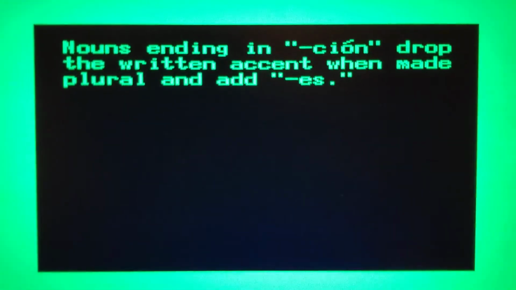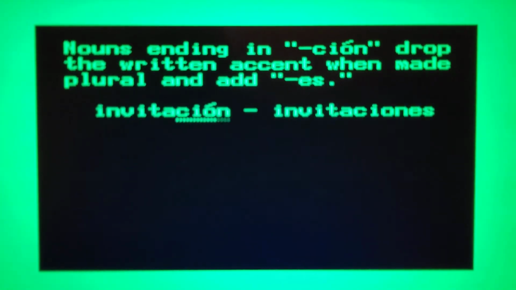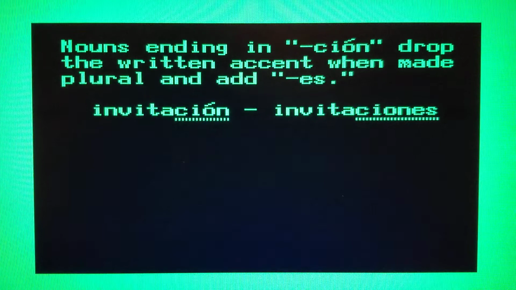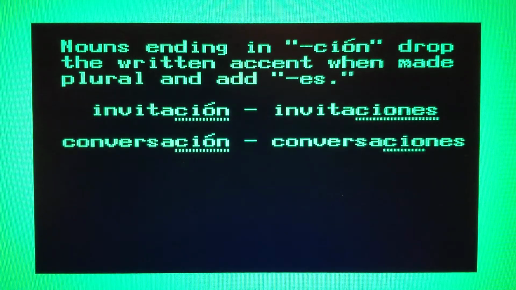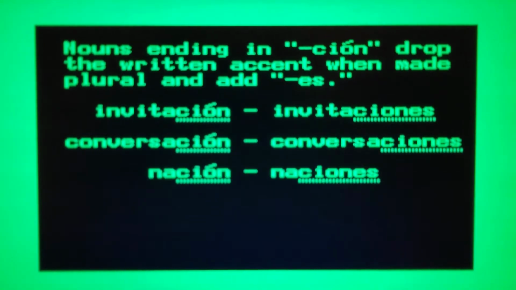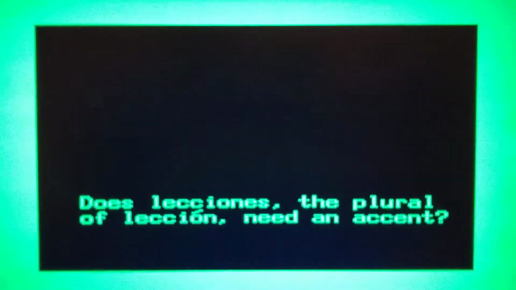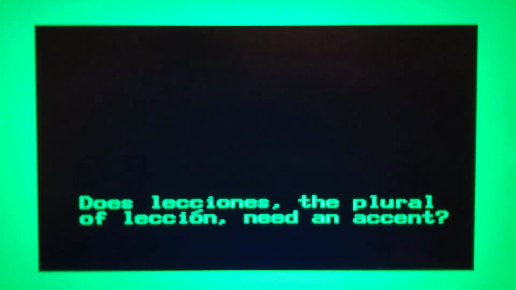Nouns ending in sion drop the written accent when made plural. Invitación, invitaciones. Conversación, conversaciones. Nación, naciones. Does lecciones, lessons, the plural of lección, need an accent?